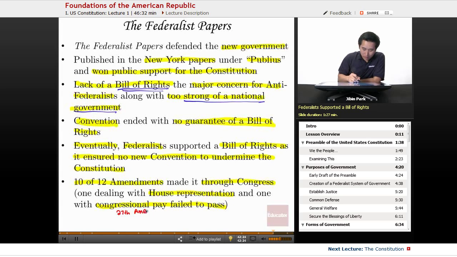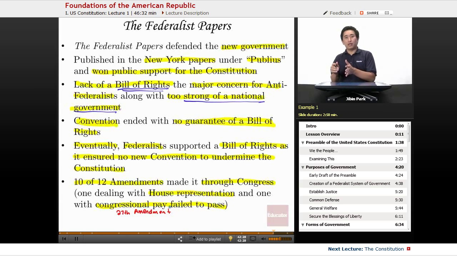There's no time limit regarding the difference between when an amendment is proposed through Congress and when it's ratified. So the 27th Amendment, our most recent amendment that was passed, was actually proposed in the 1790s and ratified in the early 1990s.